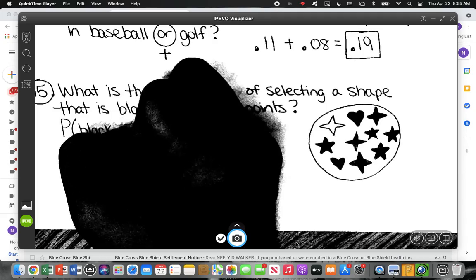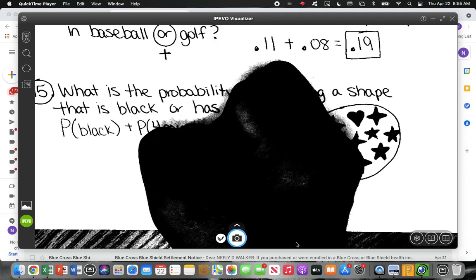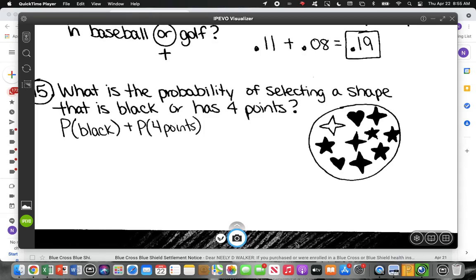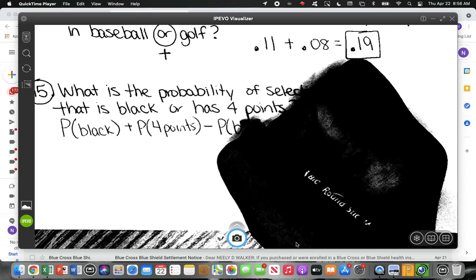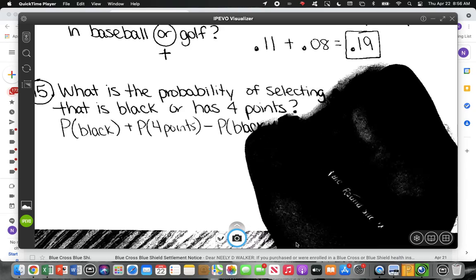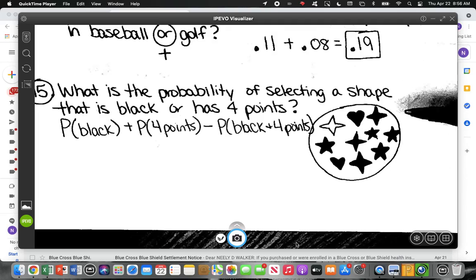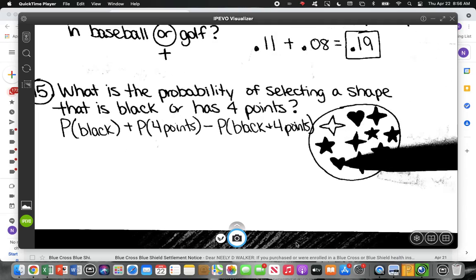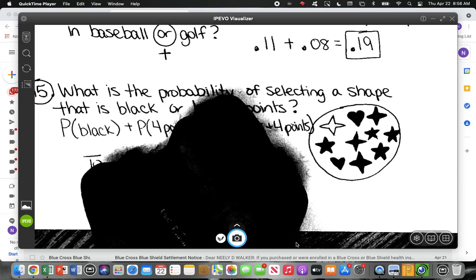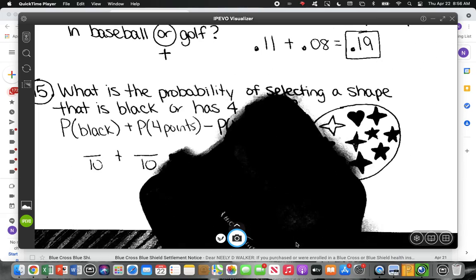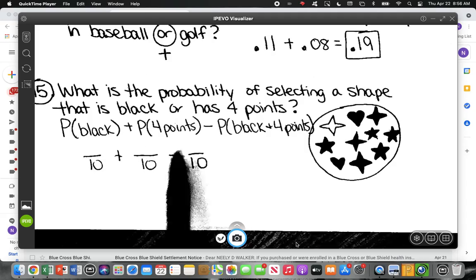number of black, you're going to add the number of 4 points, but then remember we can't count some of those twice, so we subtract out when it's both. All right, so first of all, how many total shapes are there? 1, 2, 3, 4, 5, 6, 7, 8, 9, 10. So we're going to add the black, add the 4 points, and then subtract where it's both.